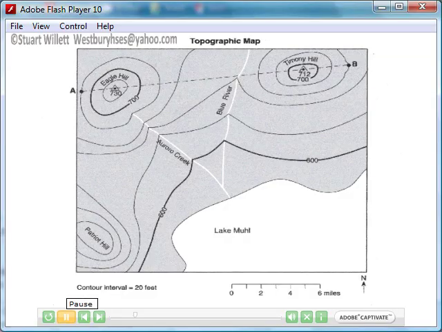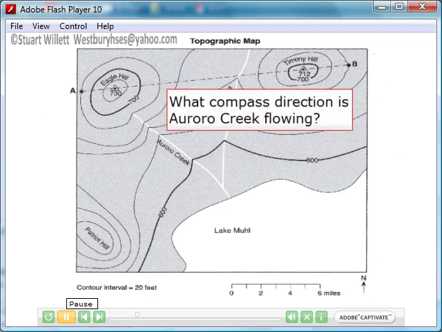Okay, let's do another problem. This is another map, it's another regions question, and what compass direction is Aurora Creek flowing? Well, there's Aurora Creek, I've just highlighted it for you, and down on the right you can see the compass direction is on your map.